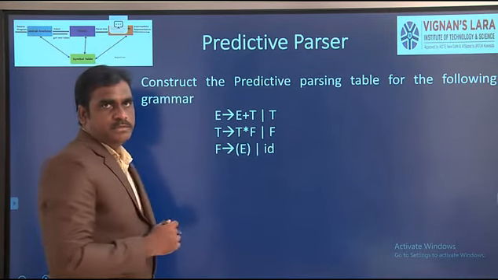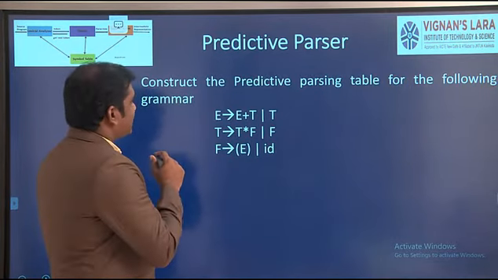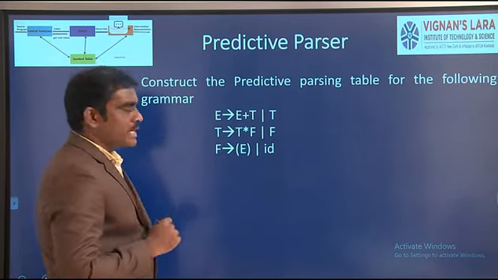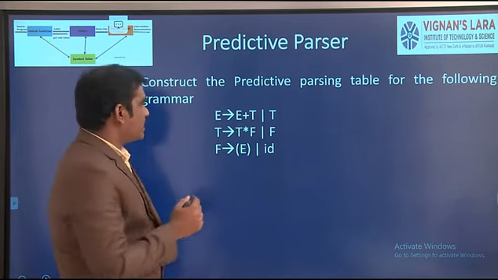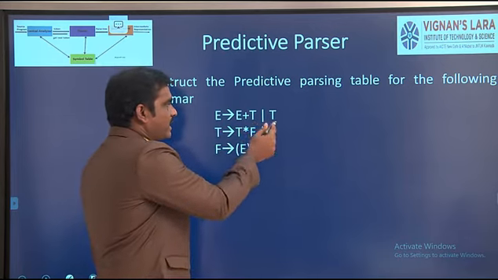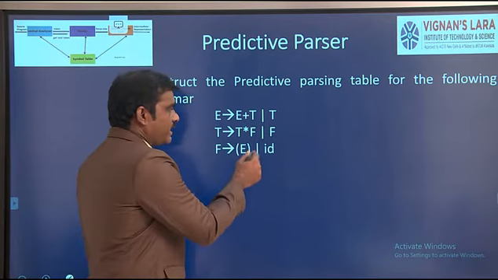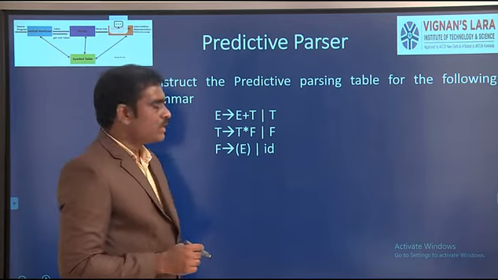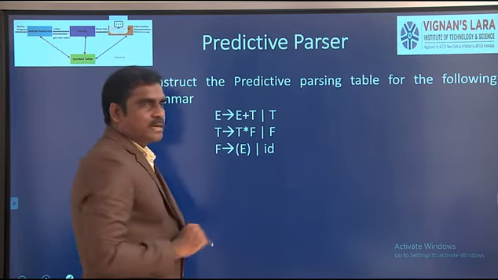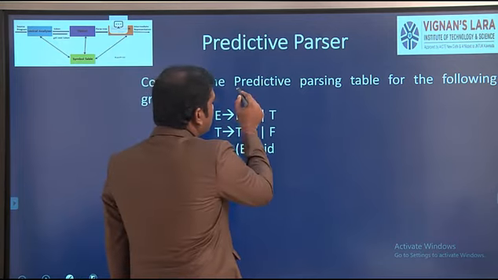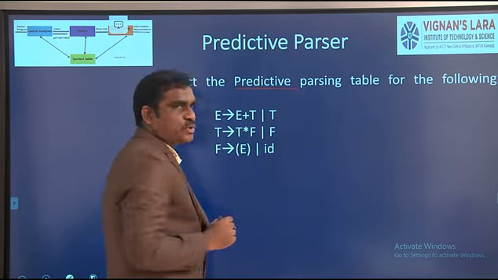Now, this is the example. Construct the predictive parsing table for the following grammar. So, the grammar is E to E plus T or T, T to T star F or F, F to E or ID. So, this is the grammar. And you have to remember one point. It is a predictive parsing.